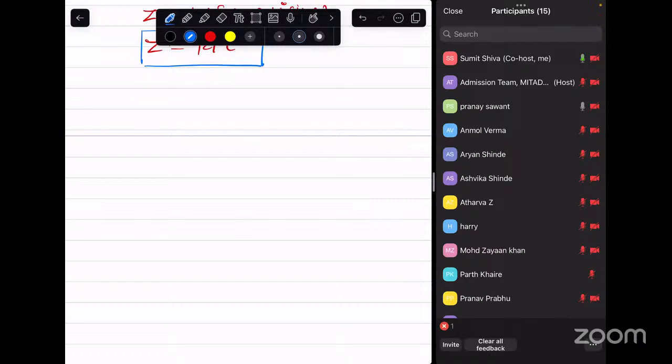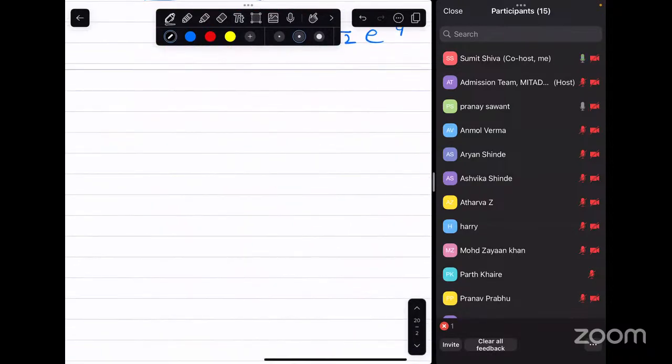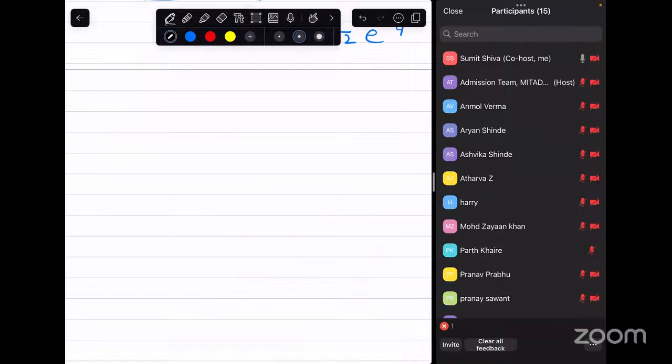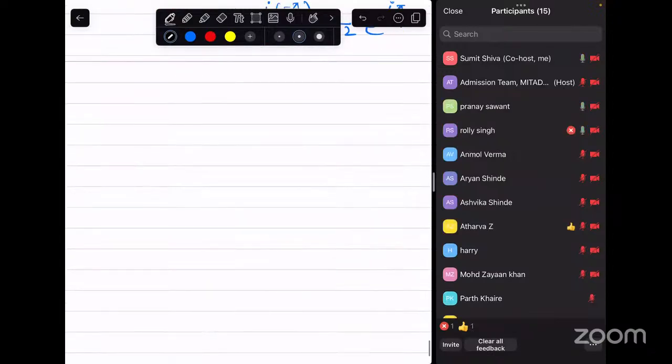So in this particular case, complex number z will be mod z, that is root 2, e raised to power iota theta, that is minus pi by 4, because the argument is minus pi by 4. So this will be minus iota pi by 4. Understood or any doubt? No, sir. Okay.